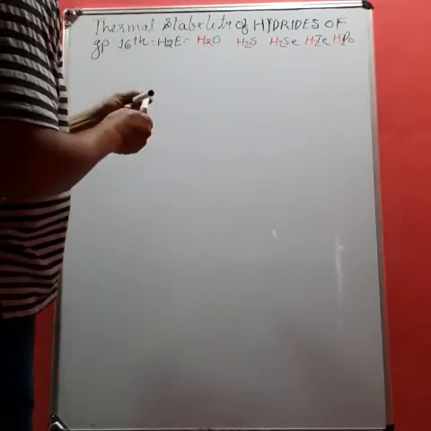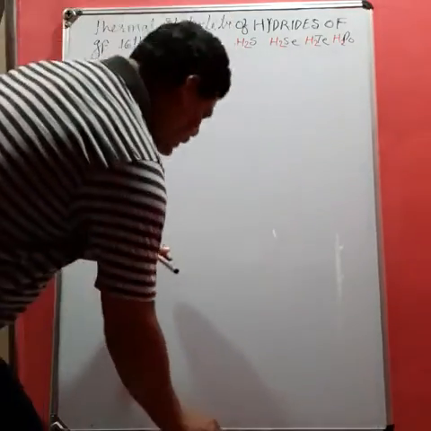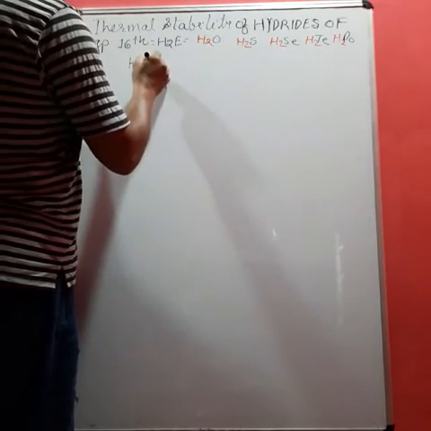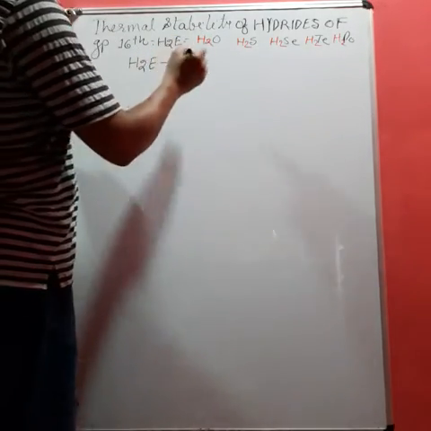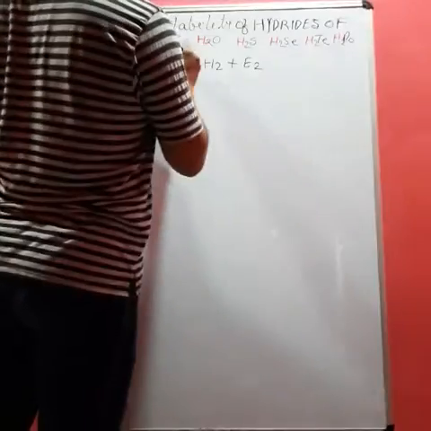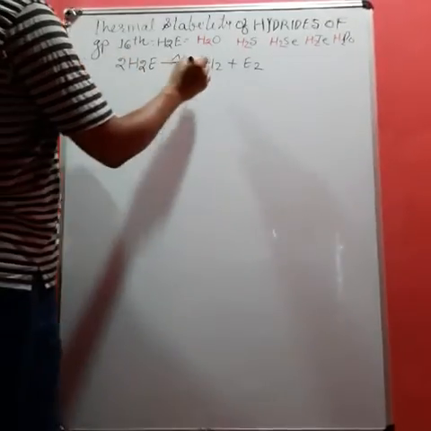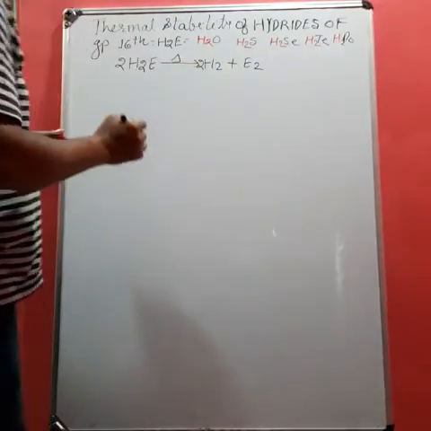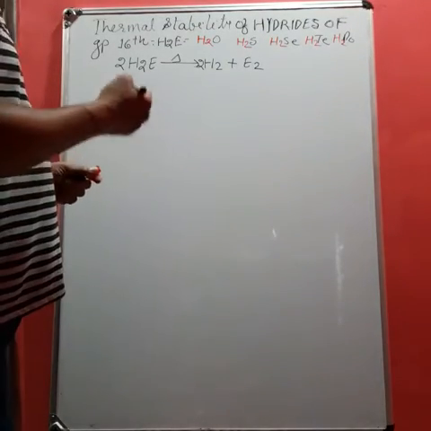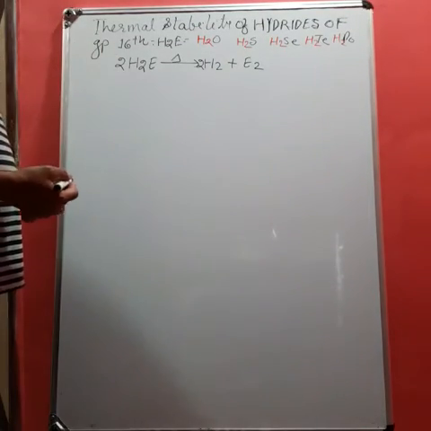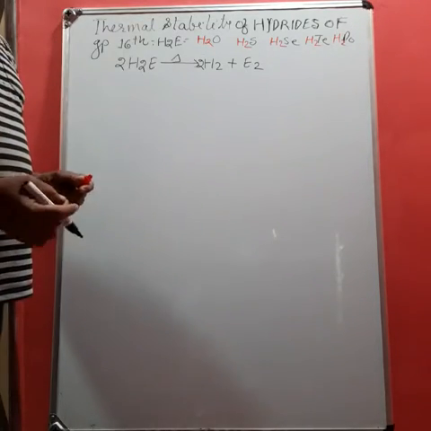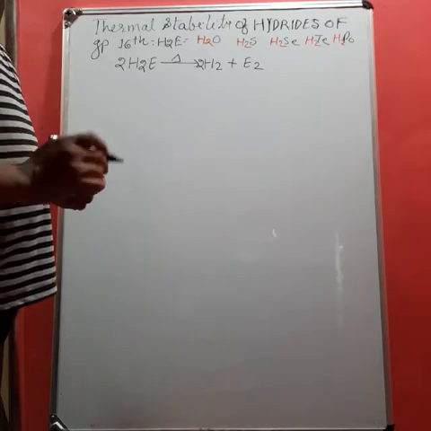Now, what is the meaning of thermal stability? The meaning of thermal stability is that on heating, the breakdown of the H–E bond occurs, that is, H2E is converted on heating, like 2H2E is equal to 2H2 plus E2. So how much temperature is required to break down a particular compound into its elemental form? This is called thermal stability. The greater the energy required, the more will be the thermal stability.